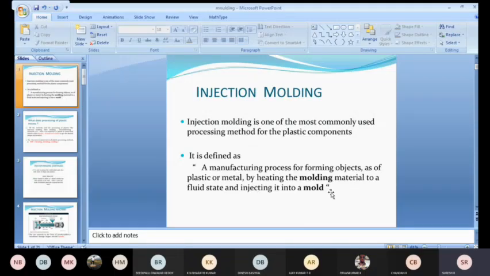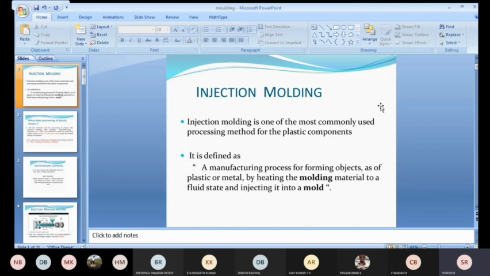inject into the mold. Okay, so that is called injection molding. The main thing in injection molding is that we have the raw materials. We heat the raw materials to the desired temperature, in other words, until it converts from solid to liquid. The liquid is then poured into the mold in order to get the required shape. So that is called injection molding.